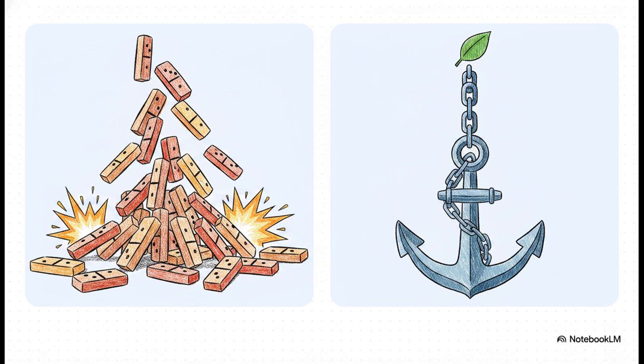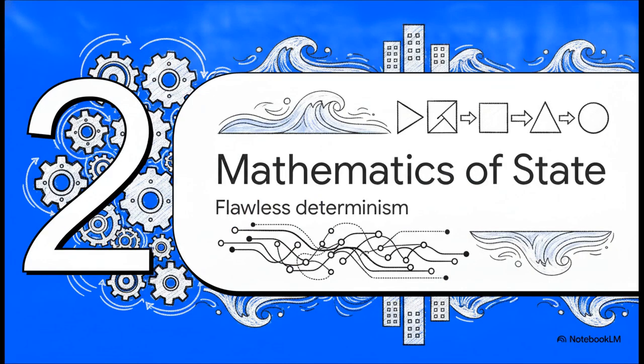And that is exactly why developers realized they desperately needed a new root-to-leaf architecture. A system that acts as a heavy anchor, demanding strict, bit-perfect deterministic execution with absolutely no exceptions. Moving to Section 2, the mathematics of perpetual state. How do we actually achieve that flawless determinism?